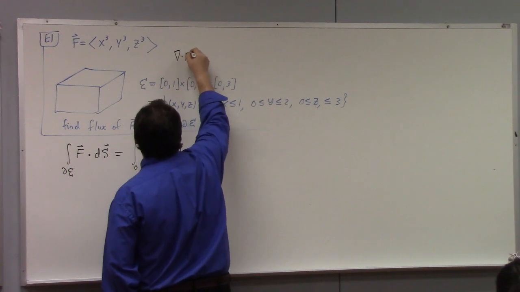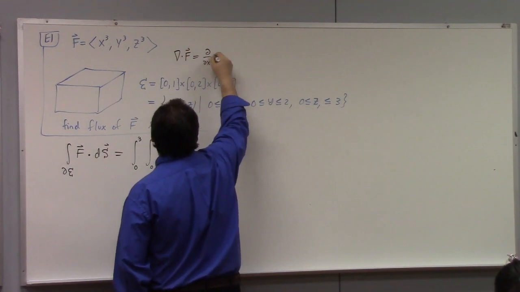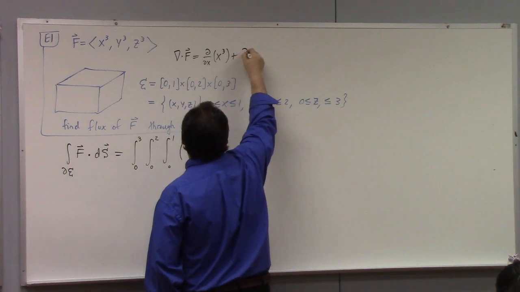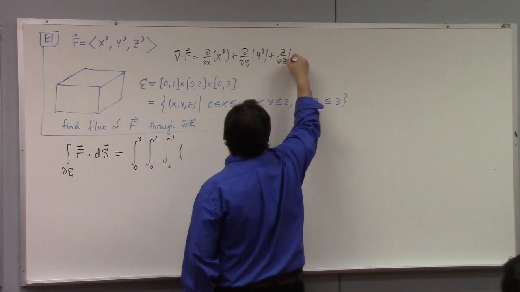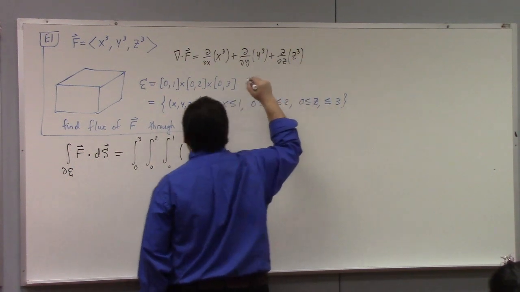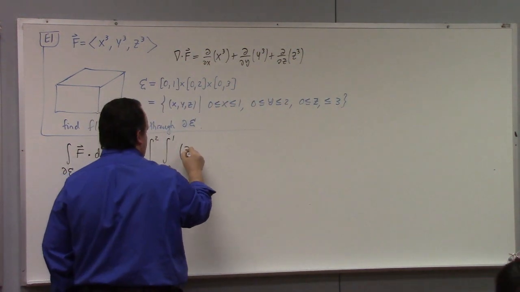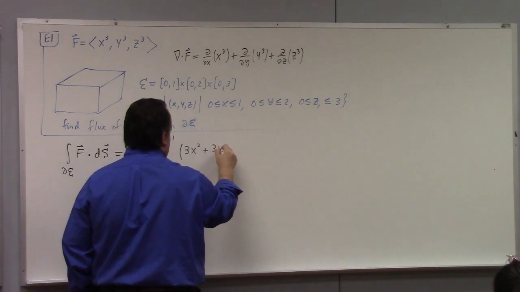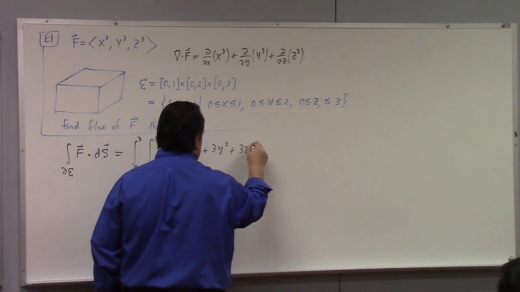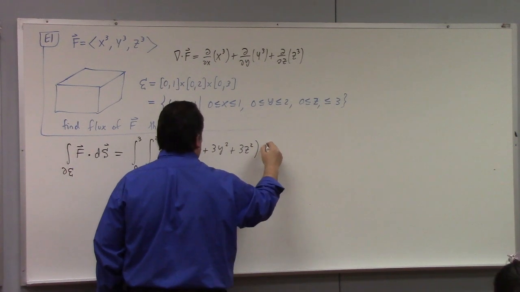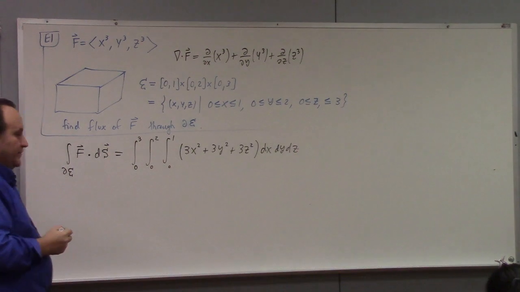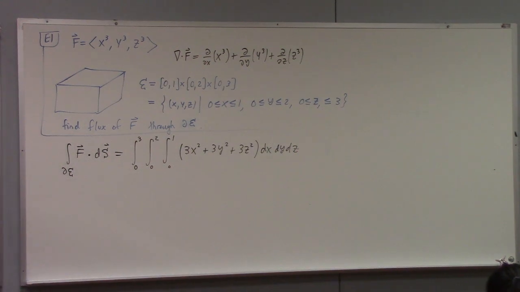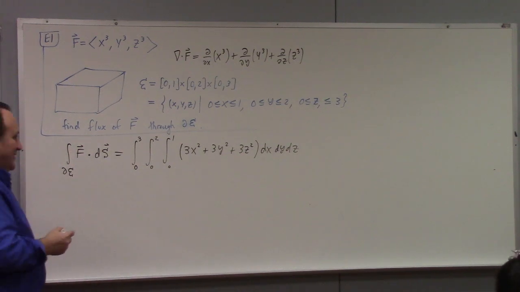The divergence of F is partial x of x cubed plus partial y of y cubed plus partial z of z cubed. And that works out to what Shane just told me, which was 3x squared plus 3y squared plus 3z squared, right? dx, dy, dz. I propose we pull a 3 out. Oh, wait a minute. No, I don't do that. Let's integrate. What happens when we integrate?